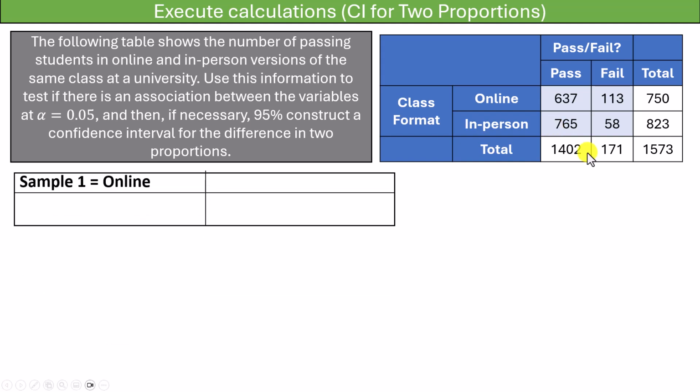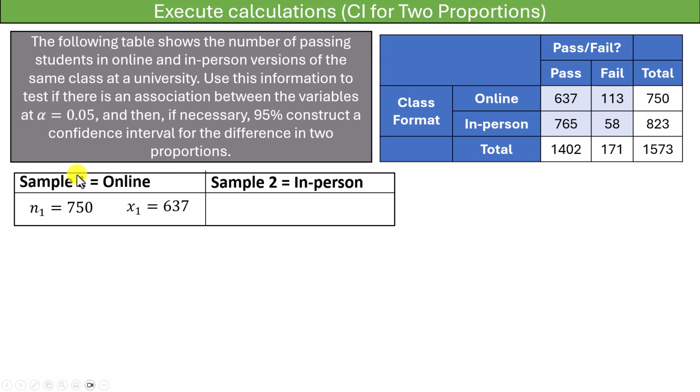So let's say that our first sample represents the online students, and our second sample represents the in-person students. We can see here that for the online students, the total number of students was 750. So that's our sample size for the online students, N1. And we had 637 of those people pass. So that is going to be our X1.